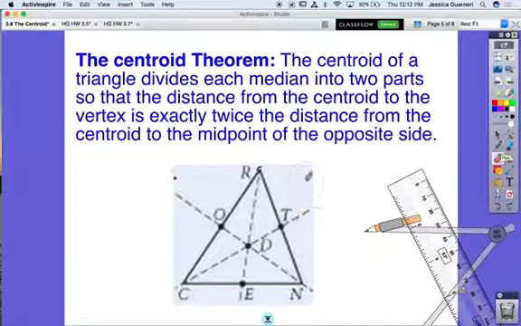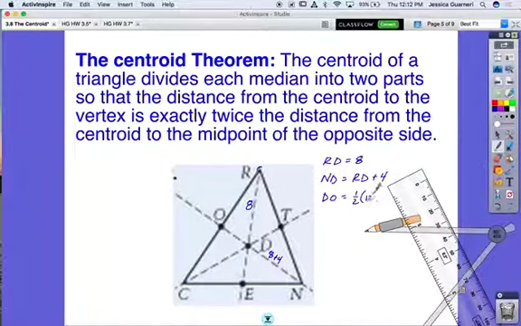An example problem would be if I said RD equals 8. And then what if I said ND equals RD plus 4? What is DO? Okay, RD is 8, so ND is 8 plus 4, which is 12. DO would be half of that, so DO would be 6. That's an example problem.